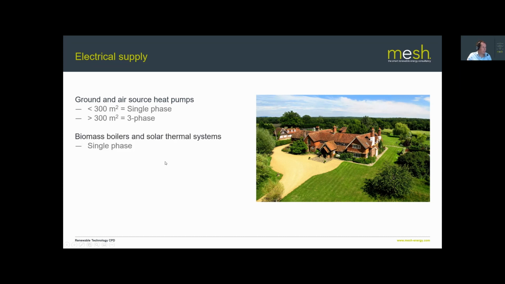3-phase upgrades can cost anything from £1,000 upwards, really. So it's worth thinking about this early. If you've got a particularly isolated rural property, I have seen some really quite extortionate quotes for 3-phase power supplies. I think the highest one I saw was nearly £150,000 for a 3-phase upgrade.